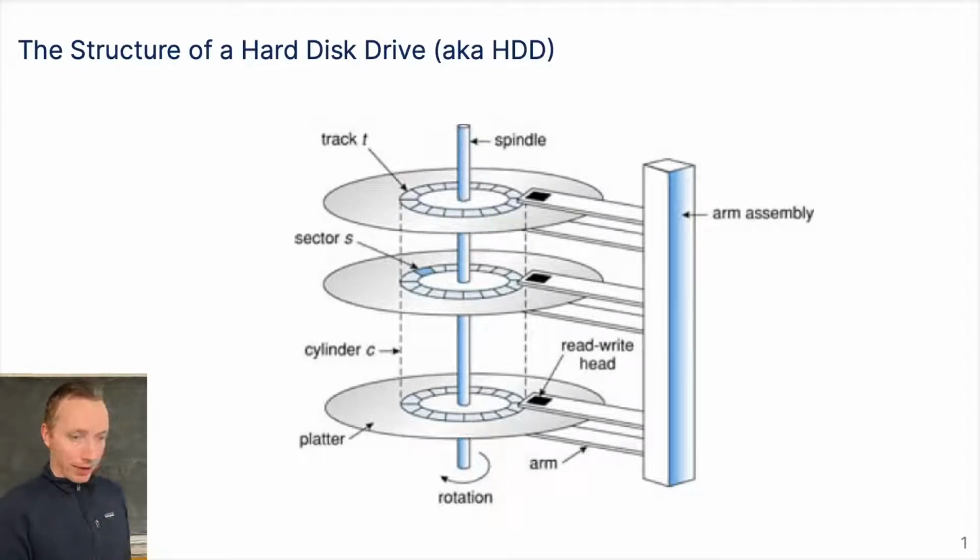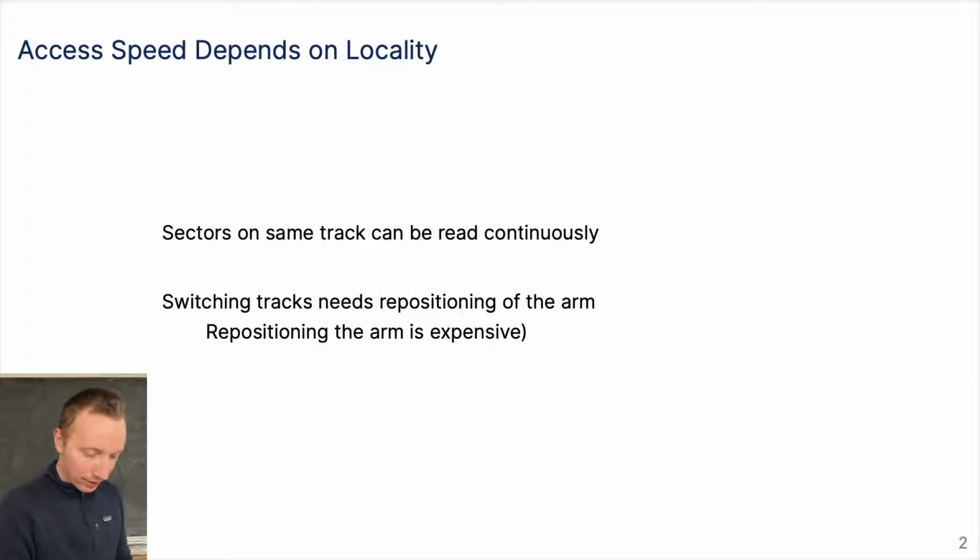That's just kind of what a hard drive looks like. So that's a good point: the access speed depends on locality and where it's actually located on the disk. Sectors located together in the same track can be read continuously because the read-write head doesn't have to move. As it's rotating, it can read or write everything continuously. But it will be really, really slow if you deviate from that.